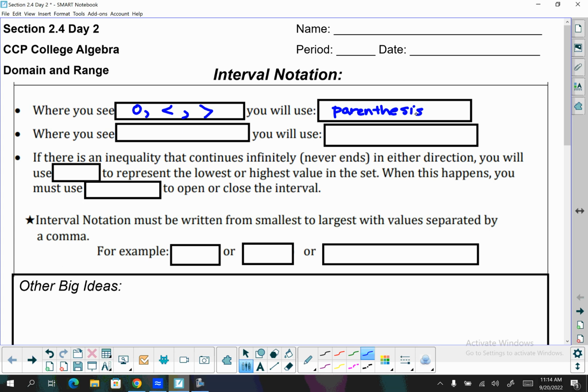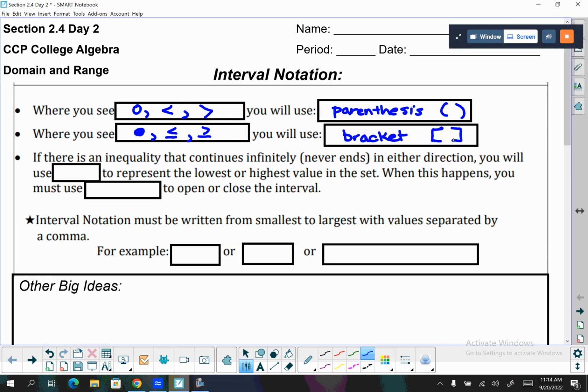Okay, so open circle, that's not a 0, open circle, less than, greater than, we're going to use parentheses. If you see a closed circle, less than or equal to, greater than or equal to, any of those, we're going to use a bracket. So parentheses, brackets are going to be our square ones, like that.